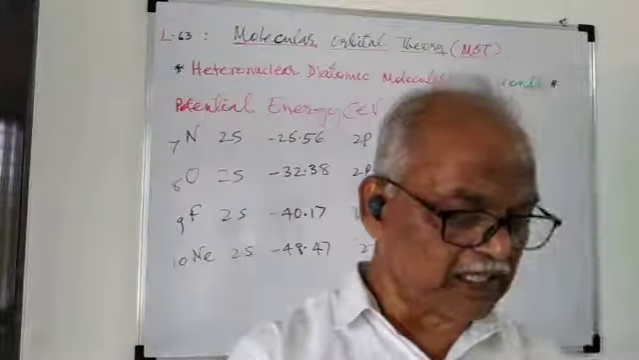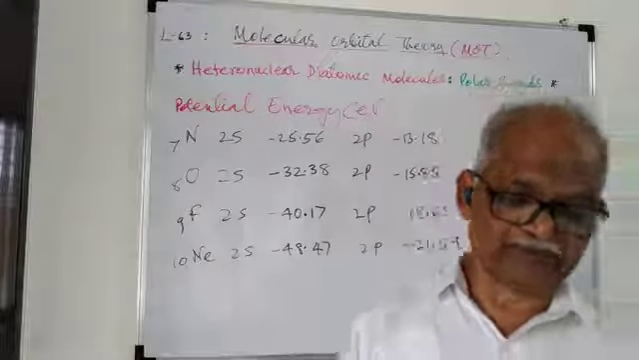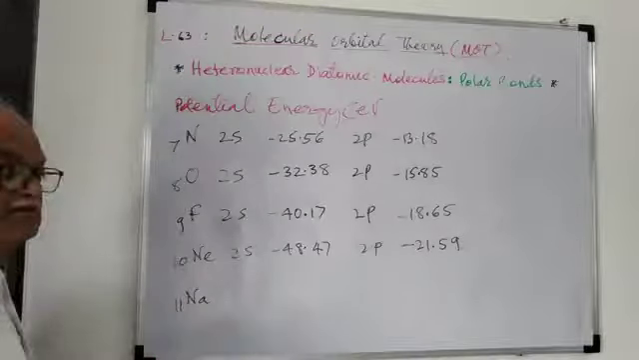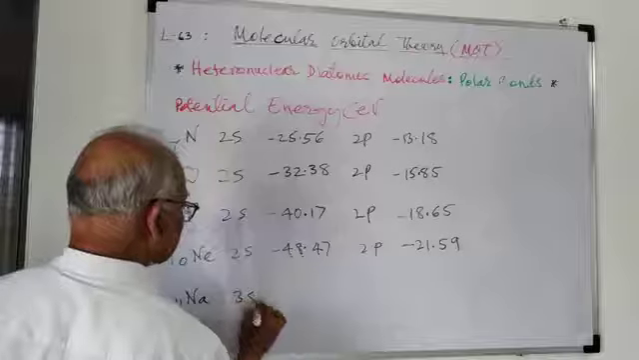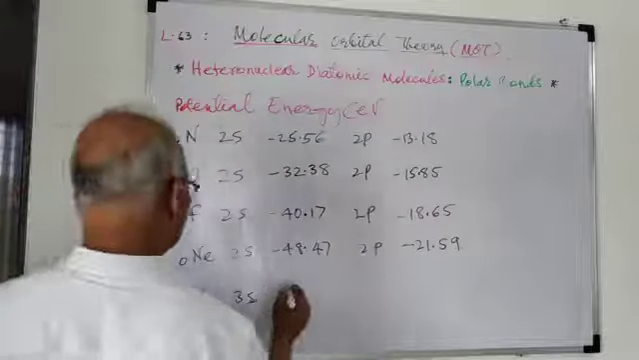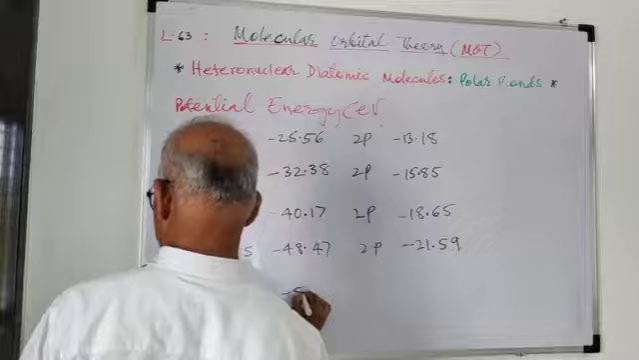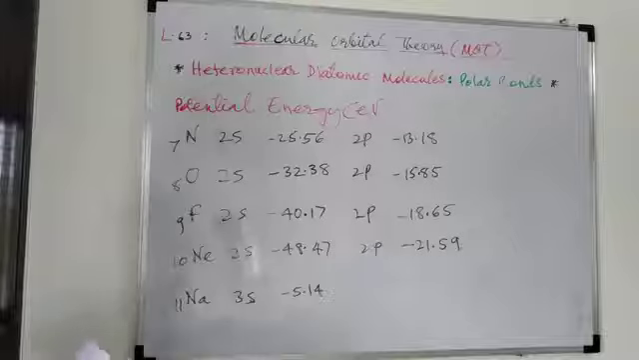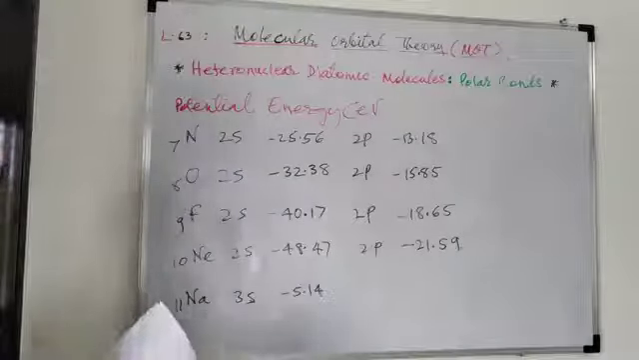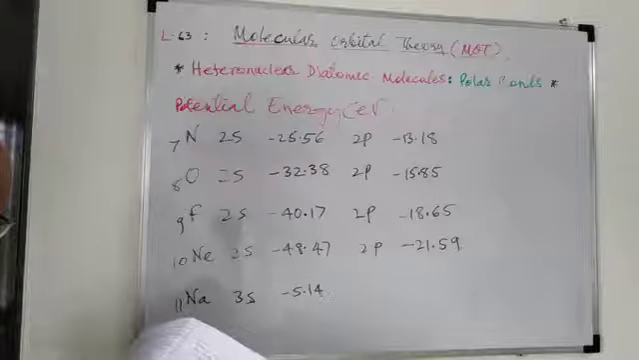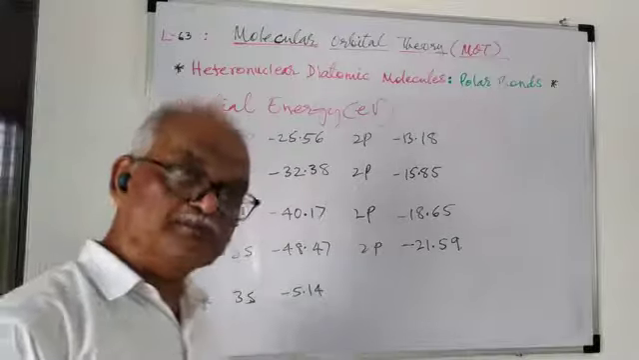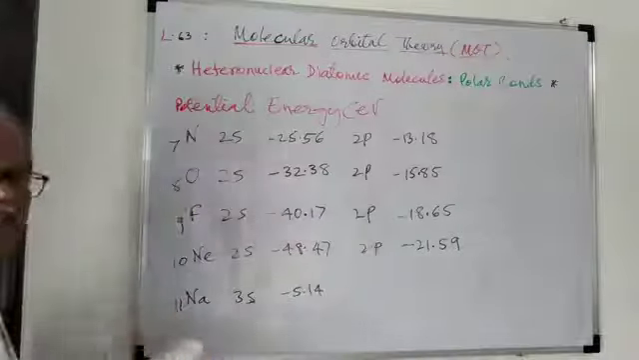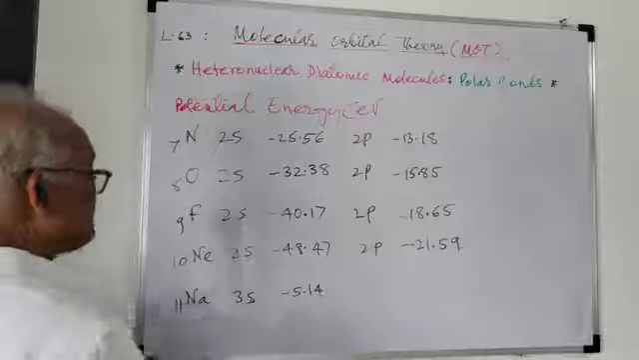I will explain here that if we go to sodium, that is with atomic number 11, now the third shell is open, that is 3s, and this has the value minus 5.14 electron volts. So if we compare this value of Na to lithium, in case of lithium we have seen that the potential energy value is minus 5.39, and in the same group the next element is sodium.